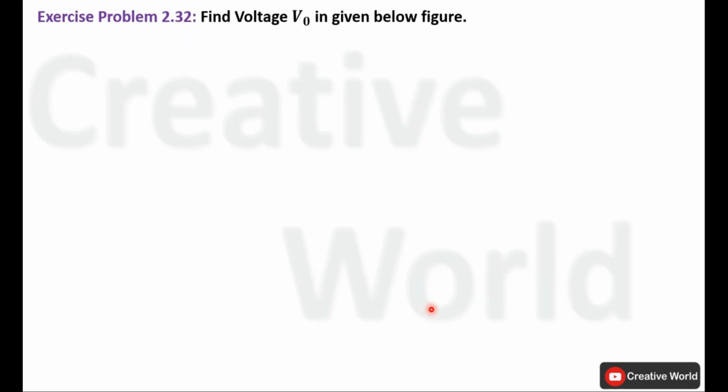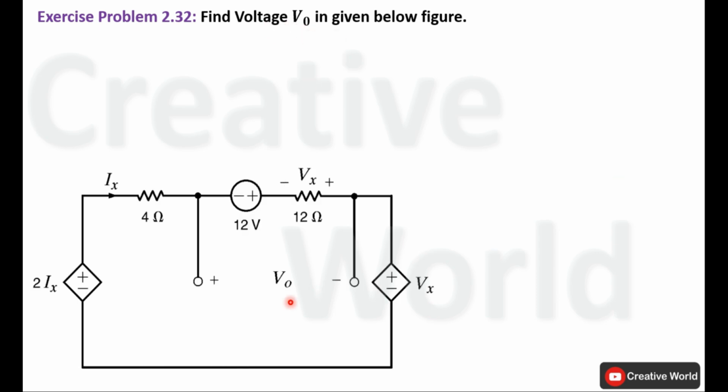Exercise problem number 2.32. Find voltage V0 in the figure given below. This is the circuit diagram of the given problem. We have to find voltage V0, that is across this 12 volt source and 12 ohm resistance. We will solve this problem using Kirchhoff's voltage law.